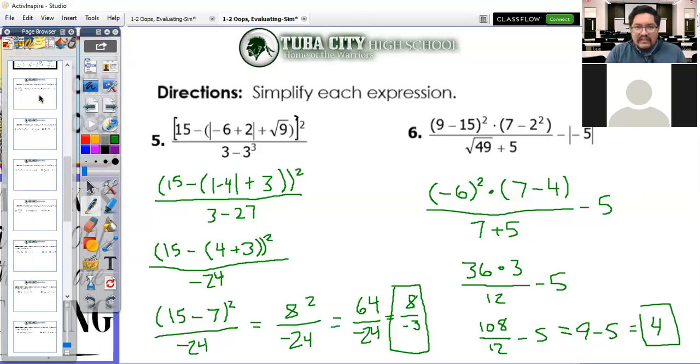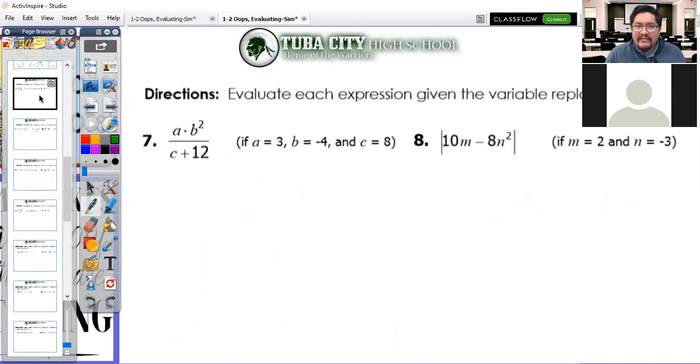Now, we use this word expression. So what does an expression mean? If I asked you, what's the difference between an equation and an expression? An expression does not have an equal sign, and an equation does have an equal sign. So that's why it doesn't say solve it, it says evaluate it. In this case, the direction says to evaluate the given expression with the variable replacements.